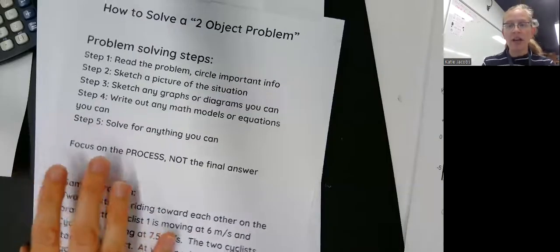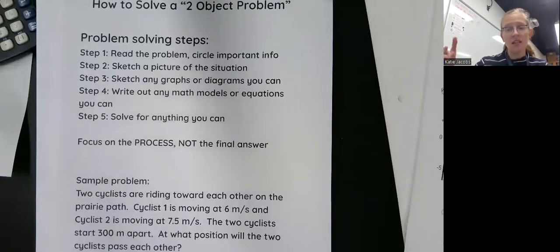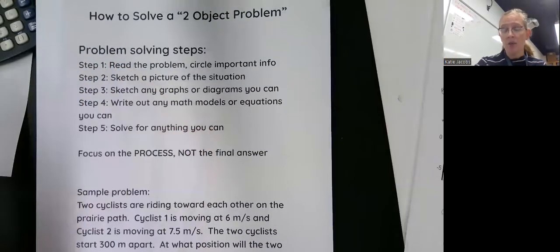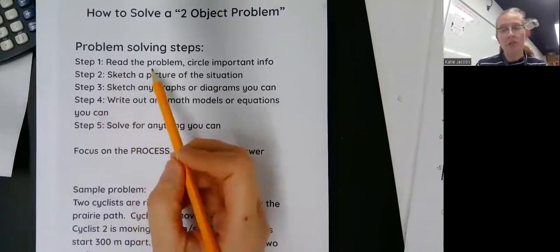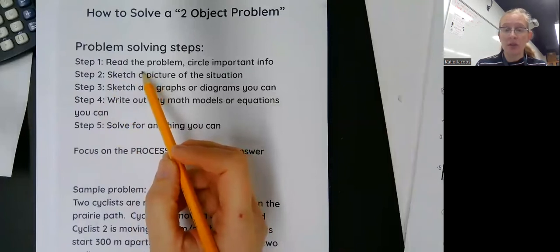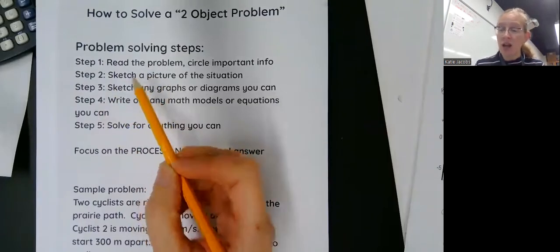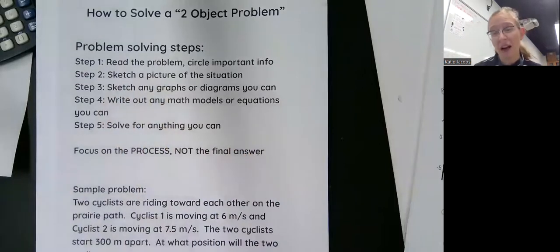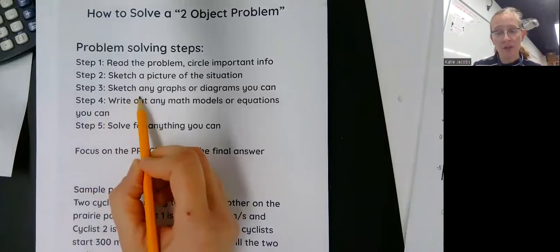and the first thing I want to go through is just generic steps about how to solve a word problem. This is for constant velocity, but this is really for any problem coming up in physics. So step one, you've got to read the problem and circle what you think is the important information. Step two, sketch a picture of the situation and label which way things are moving or how fast they're moving. Step three, sketch out any graphs or diagrams that are important for this problem.